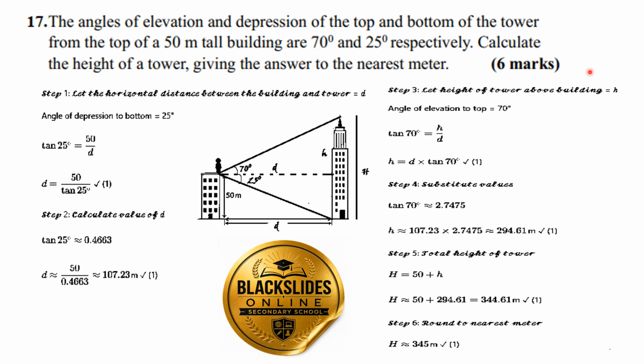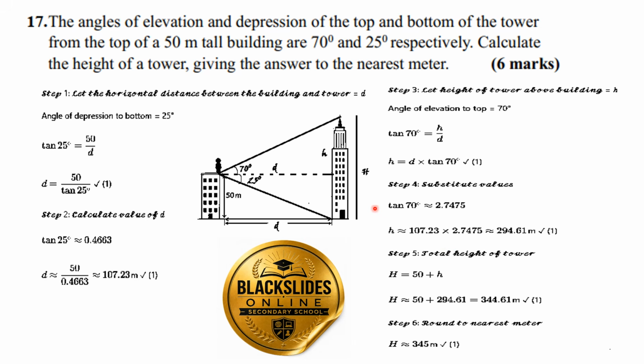Then let the height of the tower above the building, this one, be h. The angle of elevation from the top is 70, this one over here. Take tangent. Tangent of 70 is the opposite side, which is h, divided by d. But we already have found d, so making h the subject, we get h equals d times tan of 70. Substituting and making h the subject, h is going to be 294.